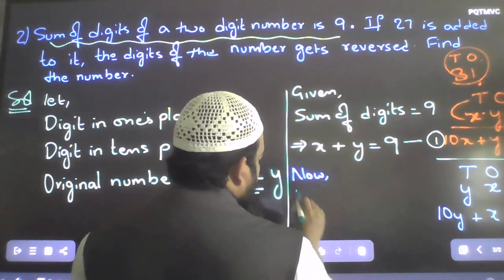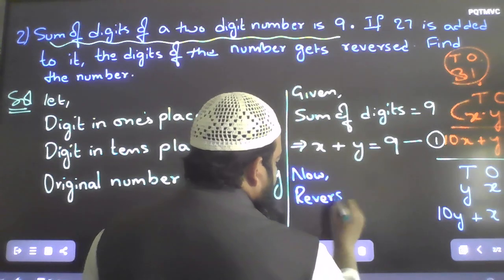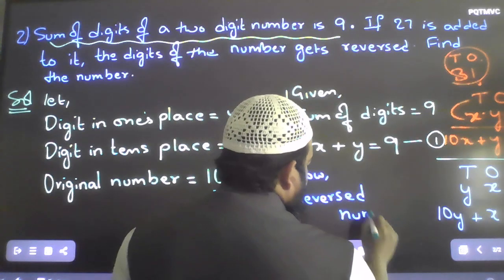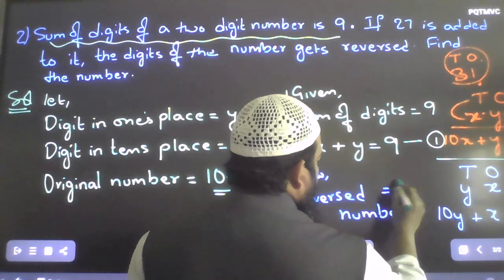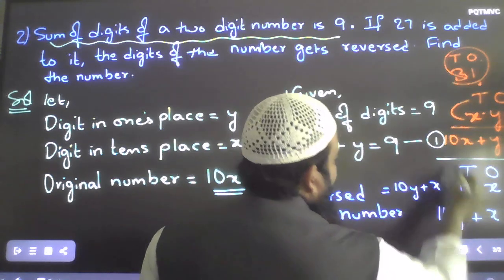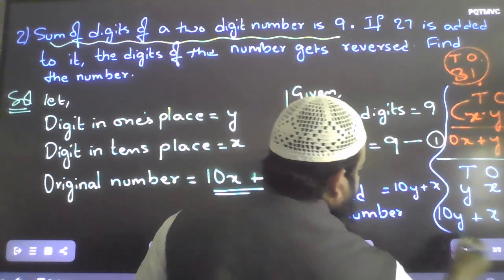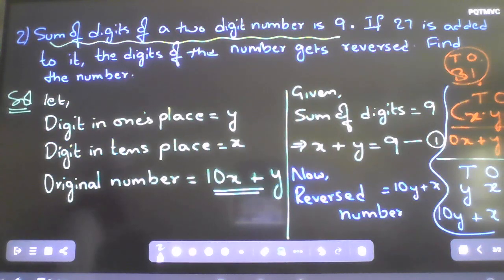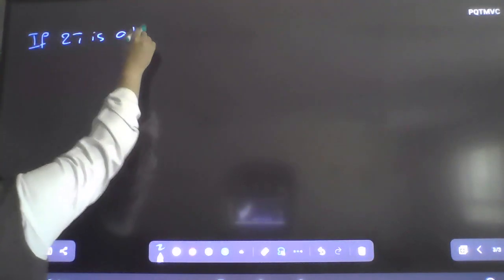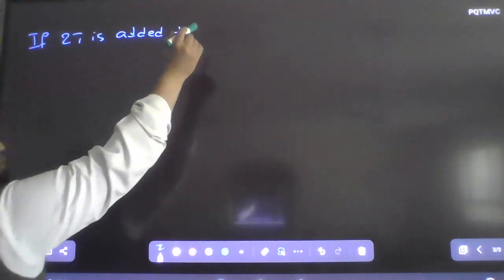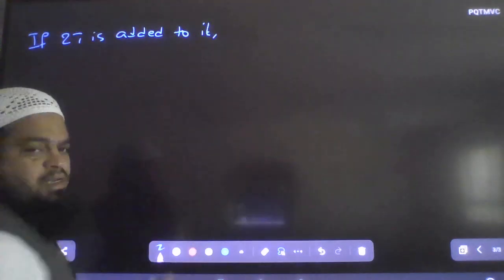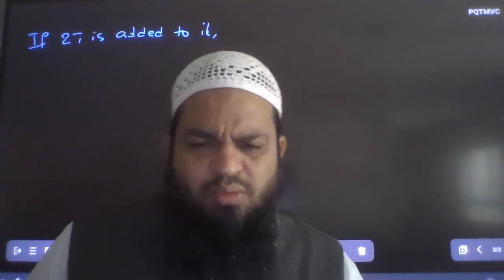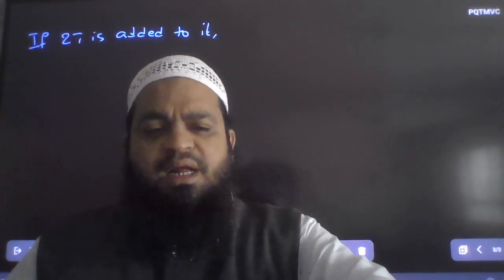Now the reverse number is equal to 10y plus x. This is rough. Okay, 10y plus x. Now let us go to the next one. What is given? If 27 is added to it, the digits of the number get reversed.